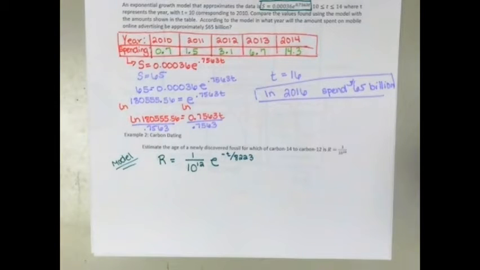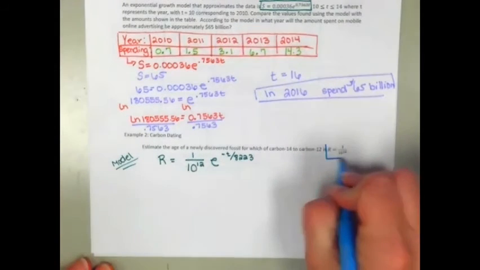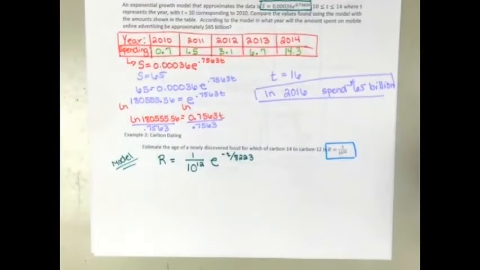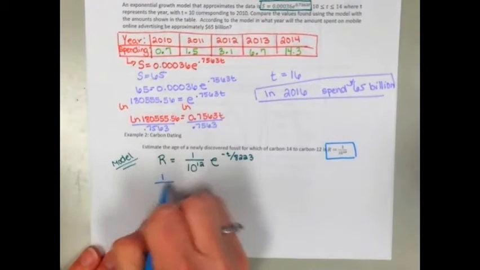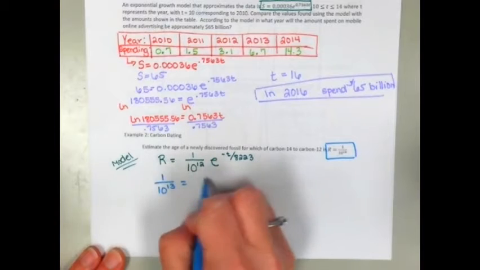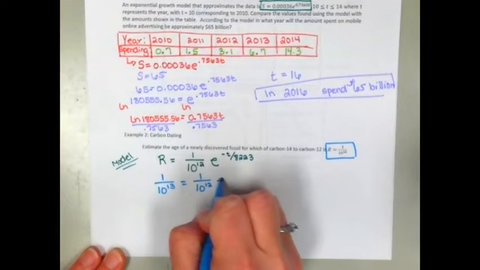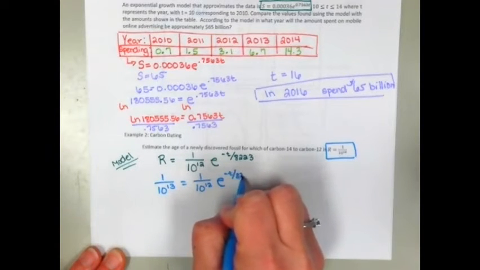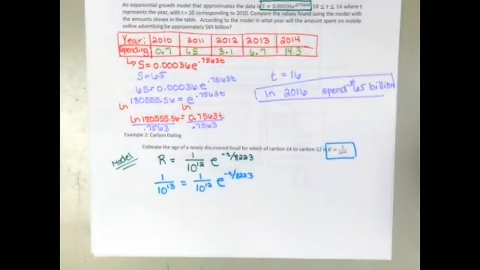Okay. All right. So estimate the age of a newly discovered fossil for which the ratio of carbon 14 to carbon 12 is R equals 1 over 10 to the 13th. So if this is the model, where is the 1 over 10 to the 13th going to go? In the R, right? So if we have 1 over 10 to the 13th equals 1 over 10 to the 12th e to the negative t over 8223. Okay, can we solve this? Yeah. How would I get rid of the 1 over 10 to the 12th?